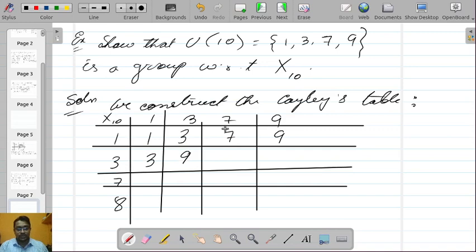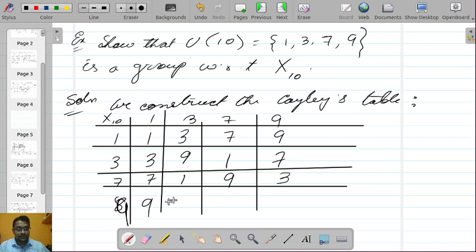3 into 7 is 21. If you divide by 10, the remainder is 1. 3 into 9 is 27. If you divide by 10, the remainder is 7. Okay, 7 into 1 is 7. 7 into 3 is 21. If you divide by 10, it's 1. 7 into 7 is 49. If you divide by 10, the remainder is 9. 7 into 9 is 63. If you divide by 10, the remainder is 3.